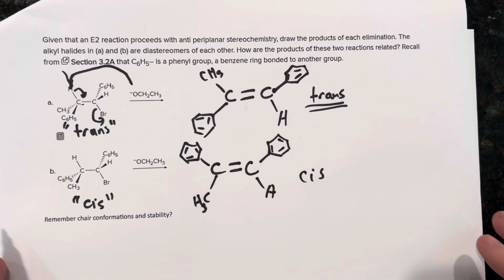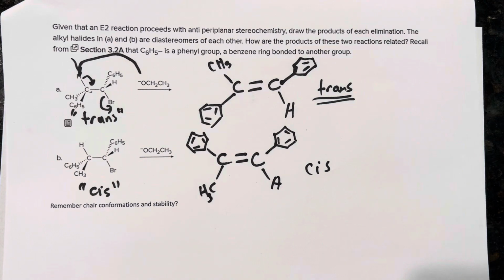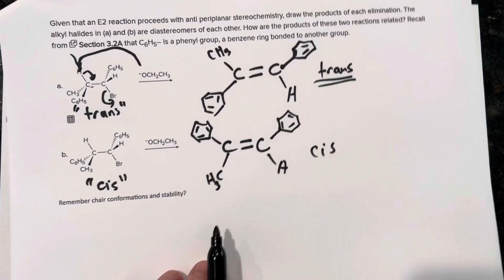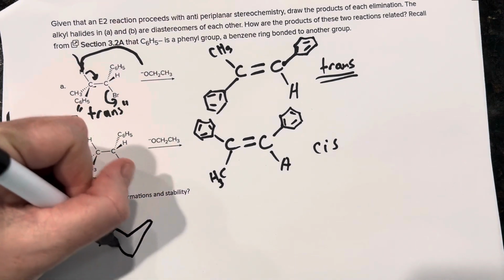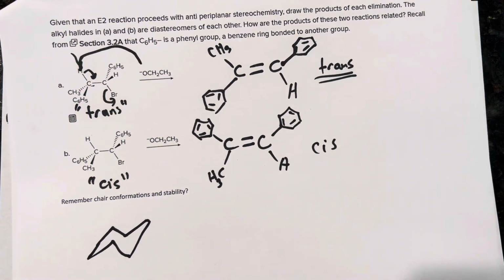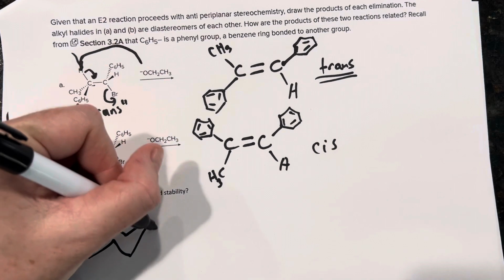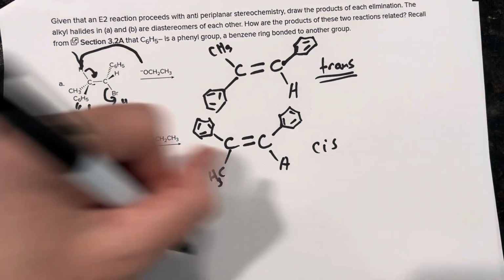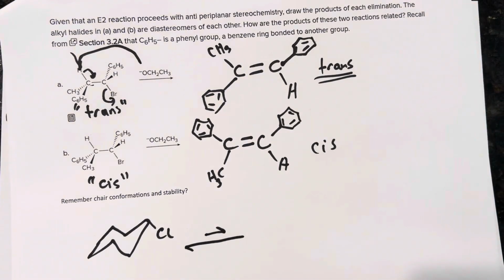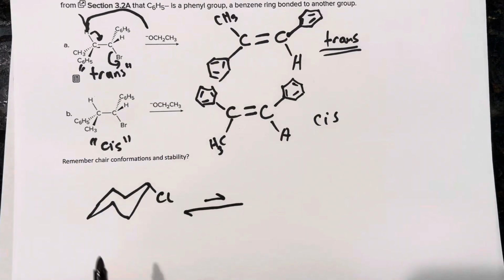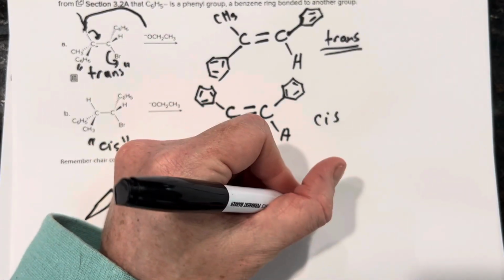Stereochemistry continues to matter on cyclohexane substituted things. So for example, if you have a chair conformation like this, remember that, let's say we started with a Cl here. If it underwent a ring flip, the equilibrium would go this way. We'll talk about why, even though we might already know.